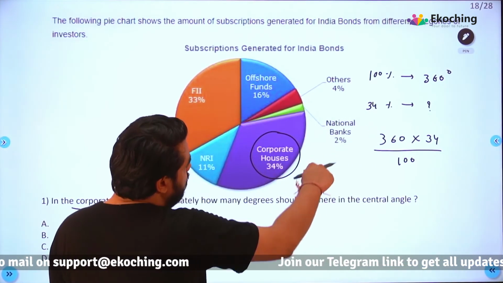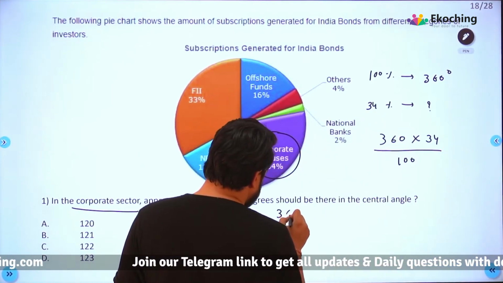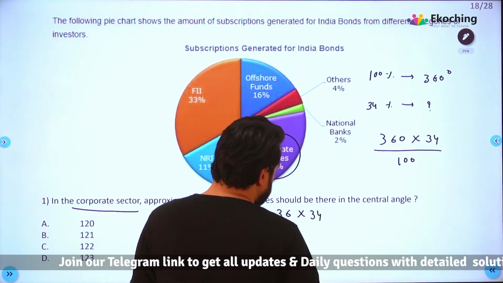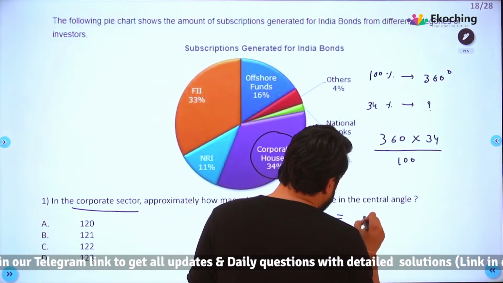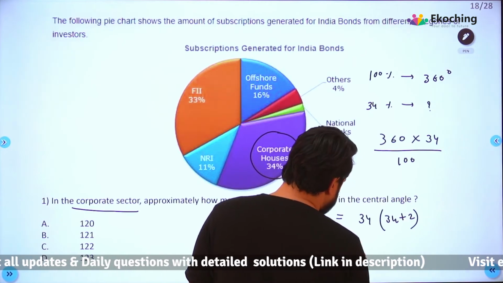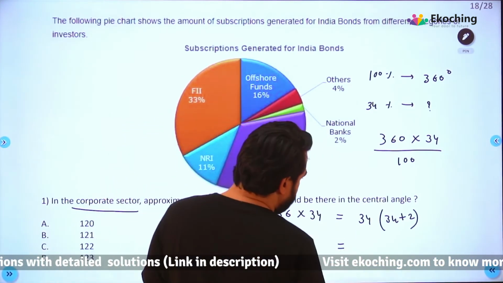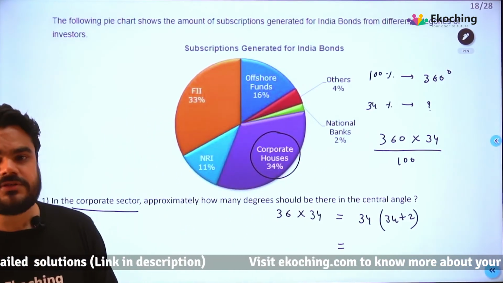क्या होगा ये? So what is 36 into 34? आप कैसे कर सकते हो? आप ऐसे कर सकते हो 34 into 34 plus 2. What is 34 का square?